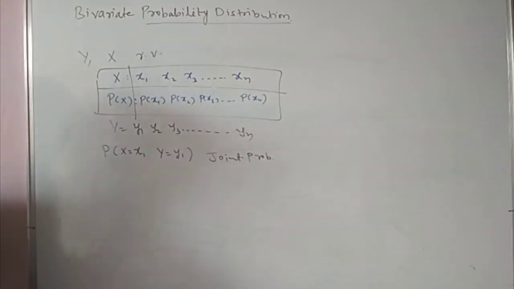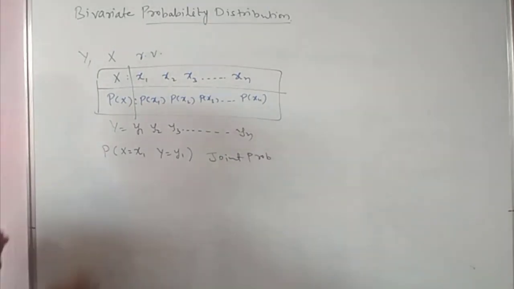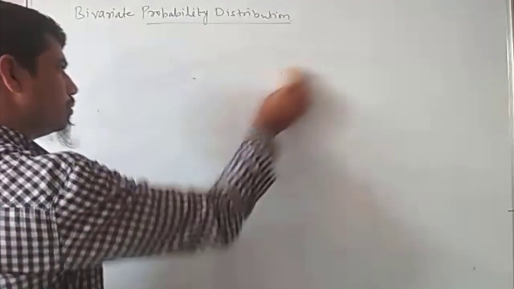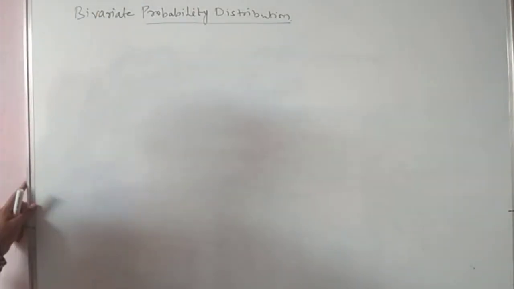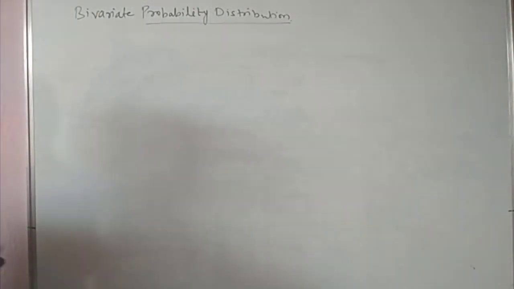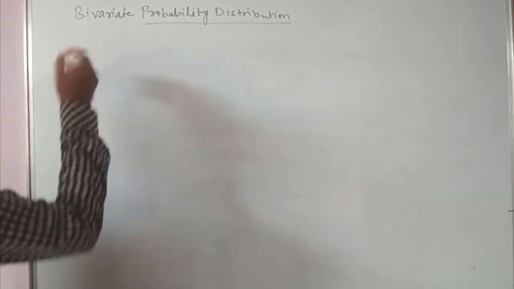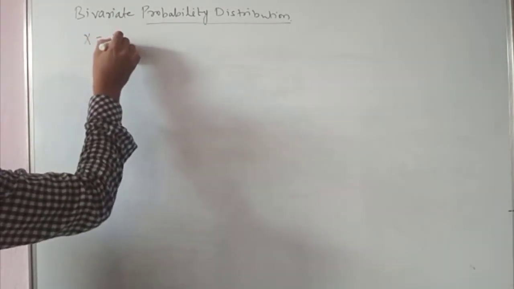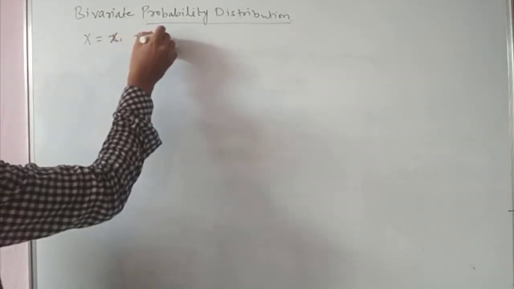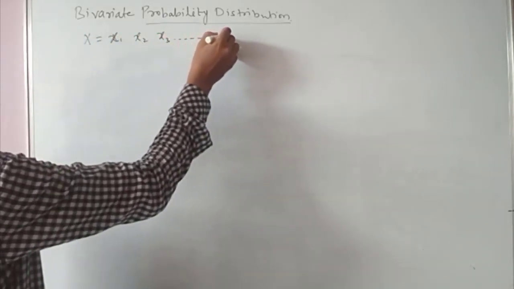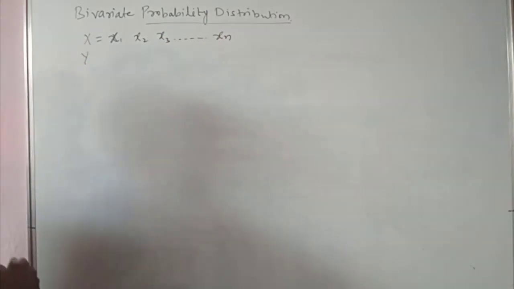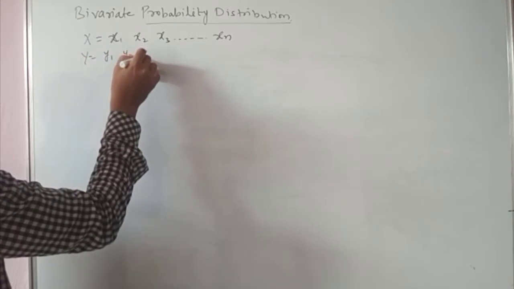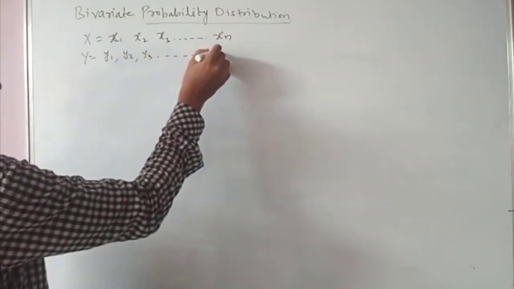Just consider one random experiment. Define the two random variables x and y. Consider the random variable x here. x takes the values x1, x2, x3 and so on up to xn. Define another random variable y. So y takes the values y1, y2, y3 and so on up to yn.